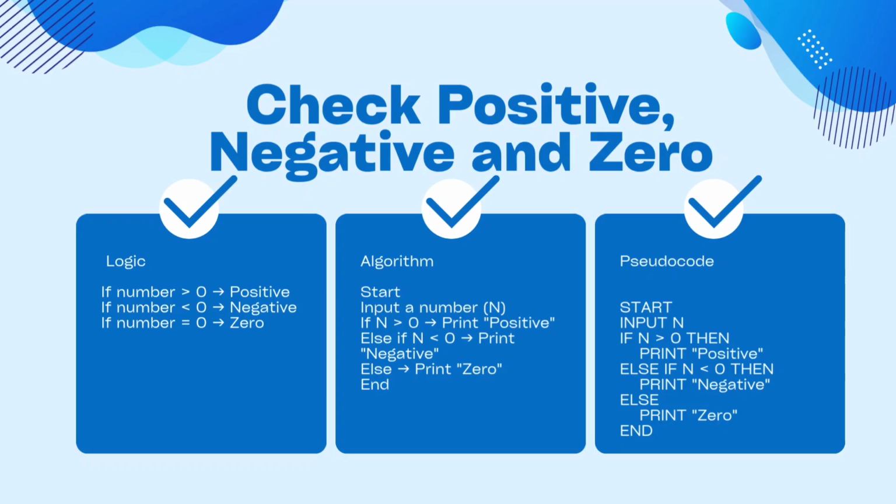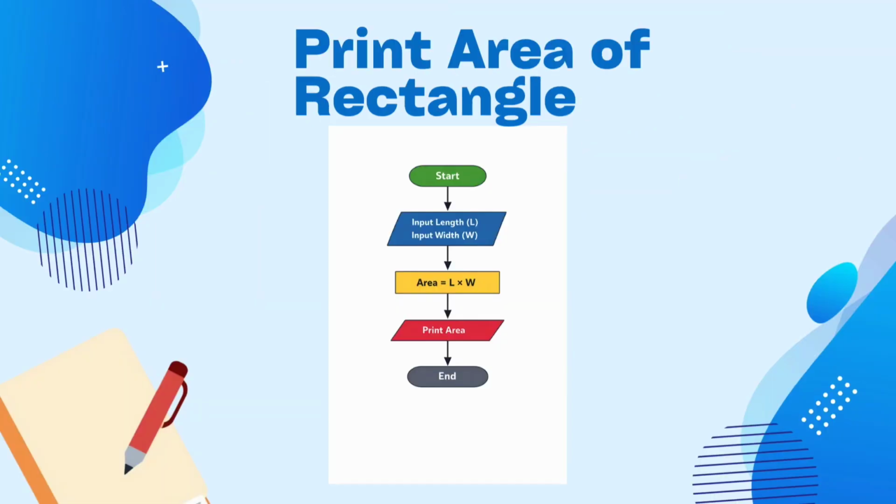Start, input n. If n greater than 0, then print positive. Else if n less than 0, then print negative. Else print 0, end. Print area of rectangle. Start, input length, input width. Area equals to length into width. Print area, end.